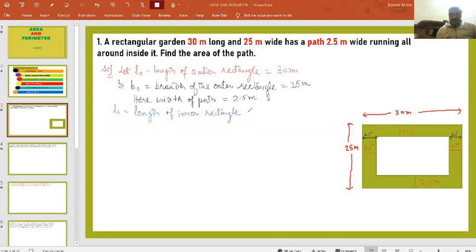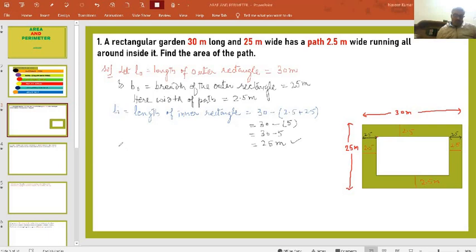Length of inner rectangle is length of outer rectangle minus width of path from both the sides, that is 2.5 plus 2.5. दोनों ओर से width minus कर, that will be 30 minus 2.5. 2.5 कितने हो गए बेटा? 5. That is 30 minus 5. 30 minus 5 is equal to 25 meter. This is length of the inner rectangle.